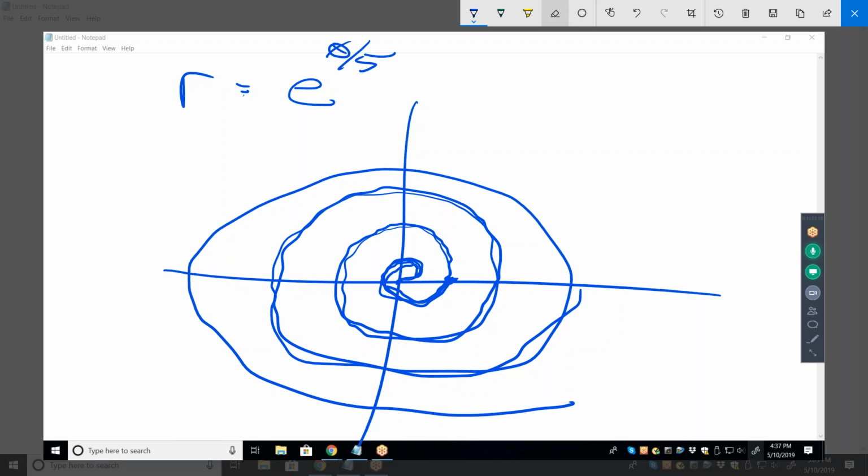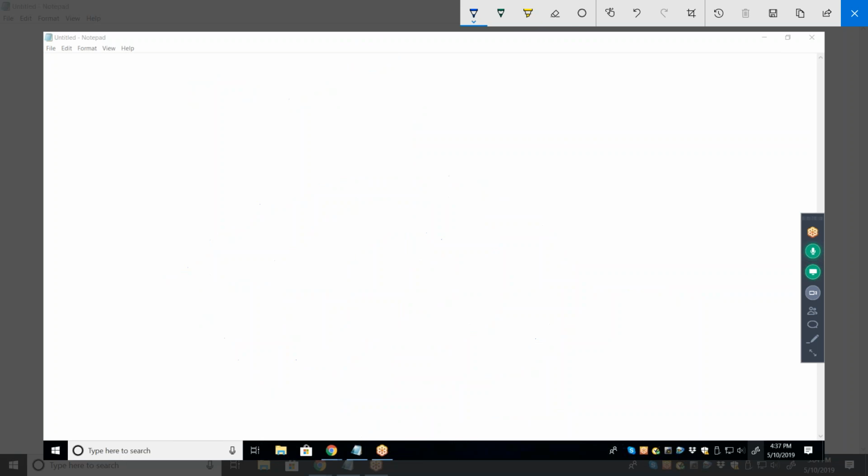Now let's have a look at this one. I give you this polar equation. If we don't want to go through doing a table and letting theta go from 0 to 2 pi, which is pretty laborious, right?